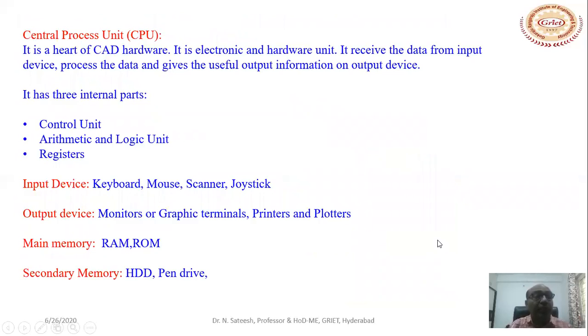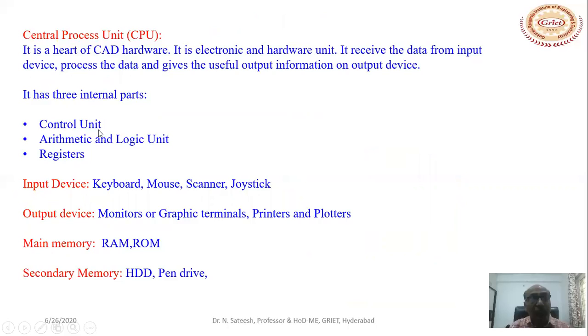Central processing unit. It is the heart of CAD hardware. It is an electronic hardware unit, and it receives the data from input devices, processes the data, and gives the useful output information on the output device. It has three internal parts: one is the control unit, second is the arithmetic and logic unit, third is the register.